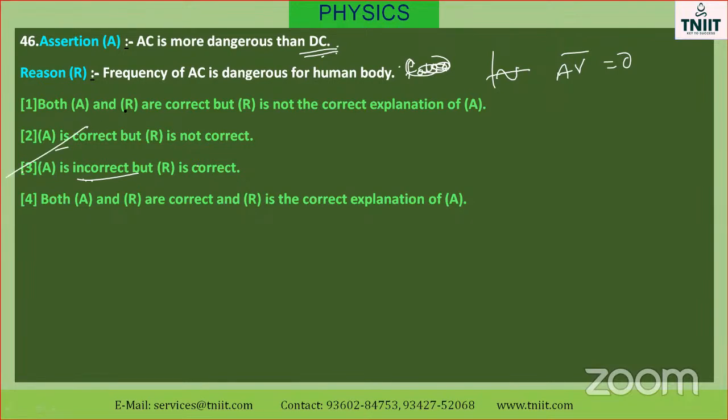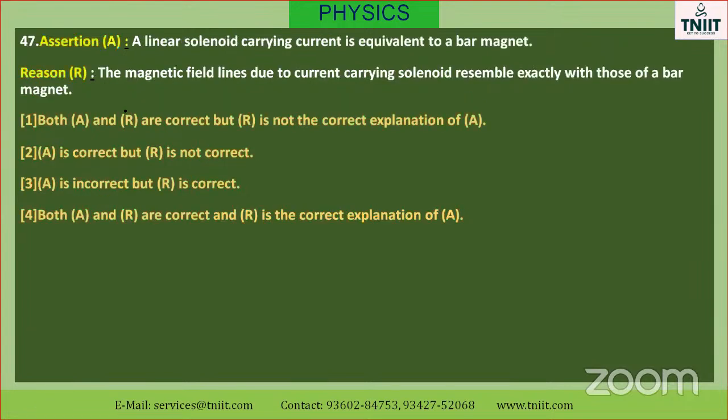It is also a theory based question. A linear solenoid carrying current is equivalent to a bar magnet. Yes, it is true. We have proved this. Magnetic field lines due to a current carrying solenoid resemble exactly those of a bar magnet. Yes, both assertion A and reason are correct, and the reason is the correct explanation for A.